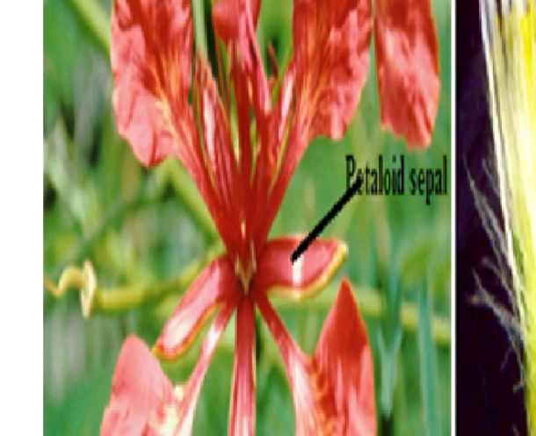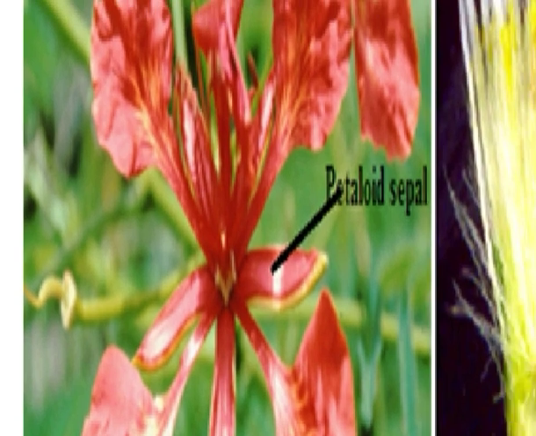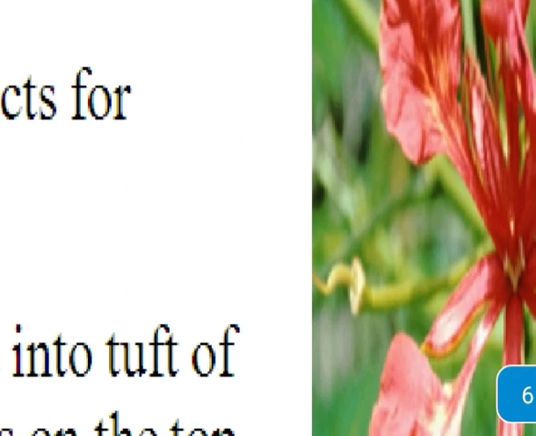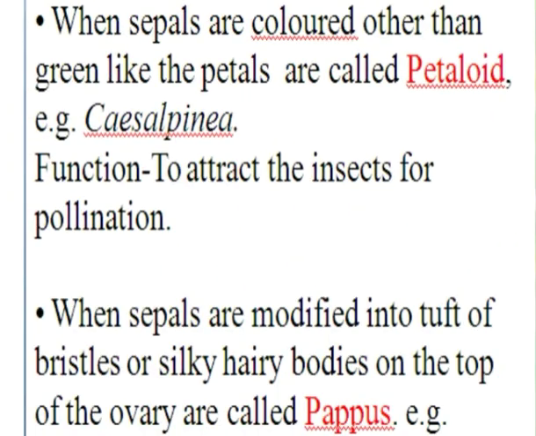In Caesalpinia or in Delonix regia, such types of petaloid sepals are very clearly seen. The main function of these petaloid sepals is to attract the insects for pollination.